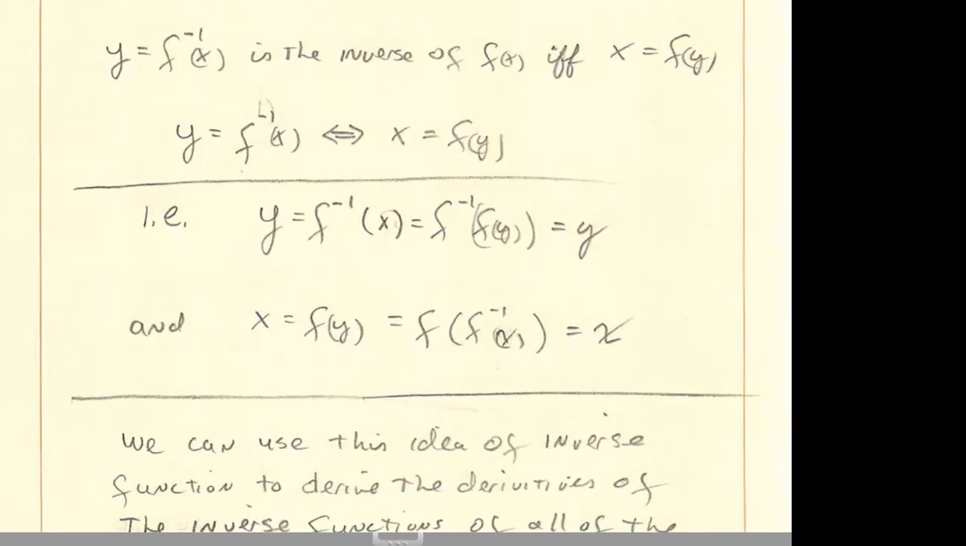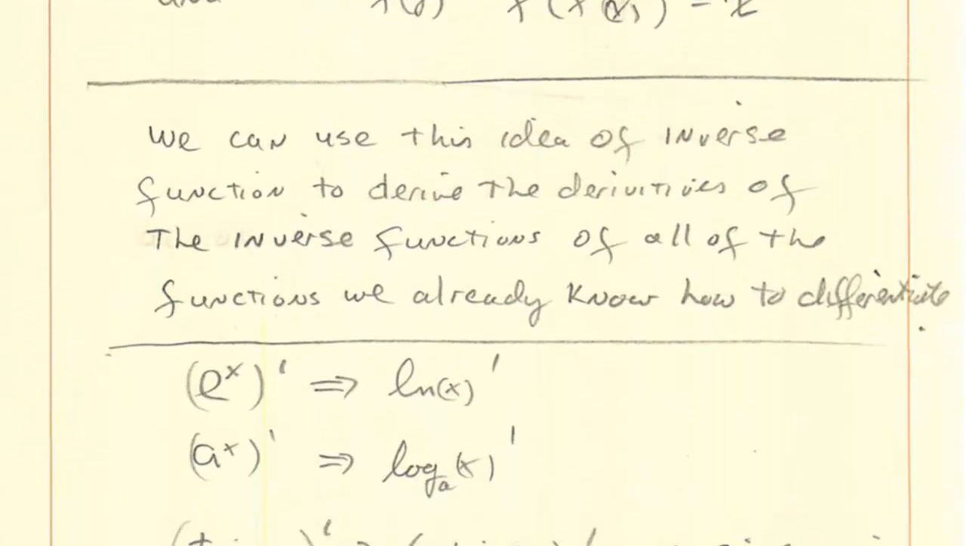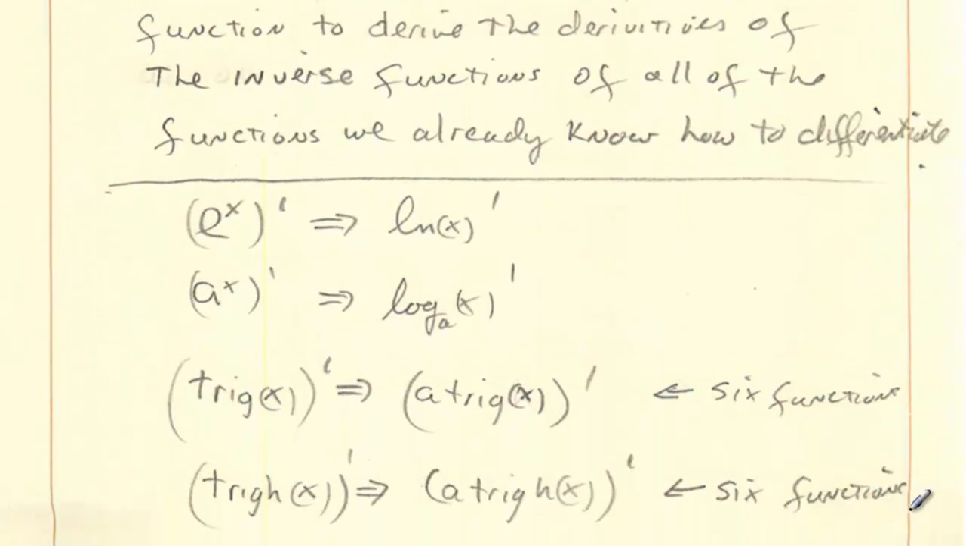So here's our thought, and that is that we can possibly use the inverse function to help us come up with the derivatives of the inverse functions for all the functions we already know. We know a bunch of functions already. We know e to the x, a to the x, all the trig functions, and soon we will know the hyperbolic trig functions. But we do not know the derivatives of the inverses of all those as of yet.